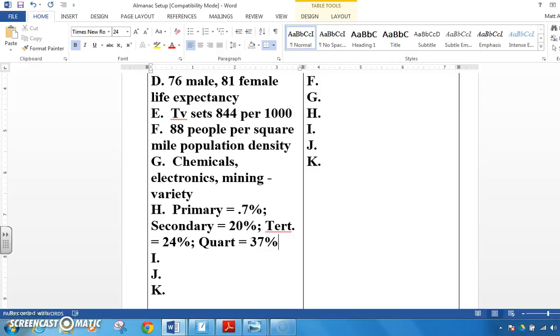So if I'm taking a look at this, everybody, I notice that most of my jobs are in the higher level of the industries here, which probably means it's a developed country. Again, I'm collecting more statistics that are here.